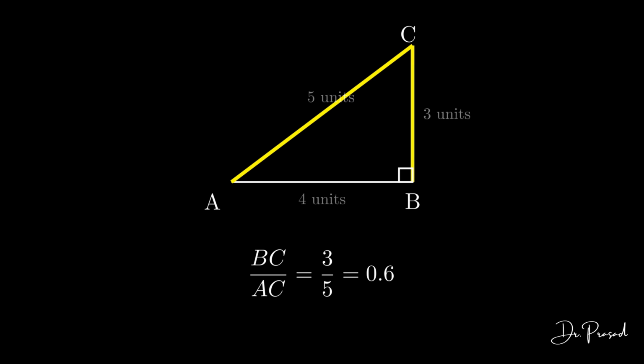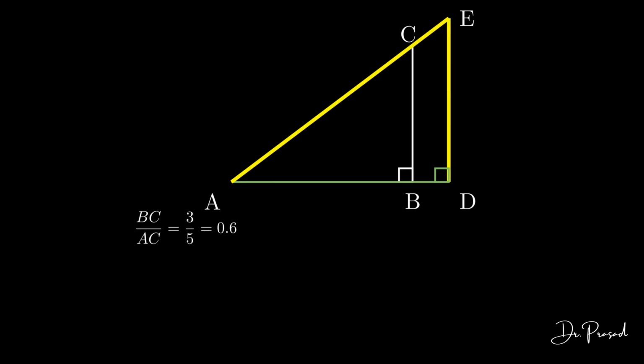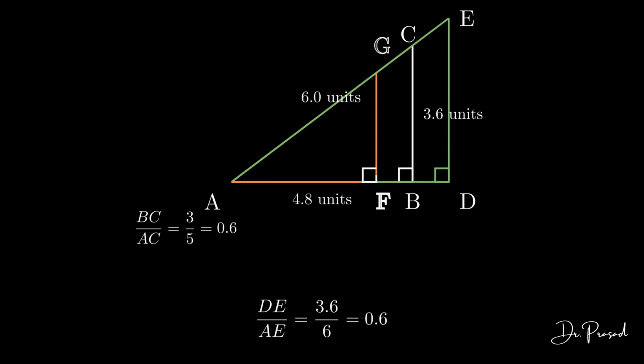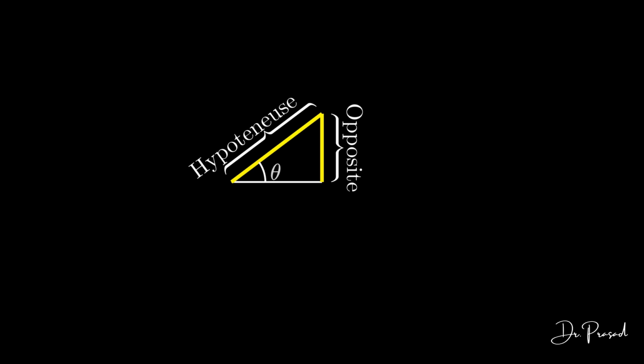Now without changing angle A, make the triangle bigger. We can do this by extending AC to E and AB to D. So we have a bigger triangle ADE. Angle A is the same as before. Now if you measure the lengths of the sides DE and AE and find their ratio, then once again it will come out to 0.6. If we decrease the size of the triangle, then also the ratio GF by AG will be 0.6. This is true for a triangle of any size as long as the angle does not change.